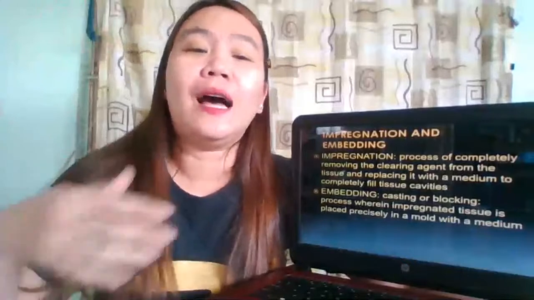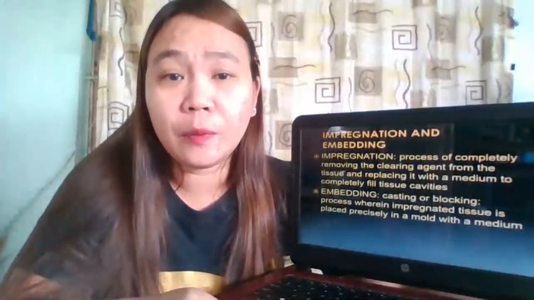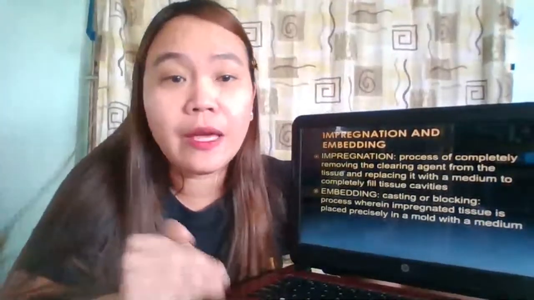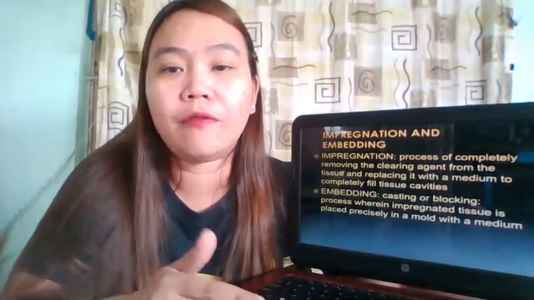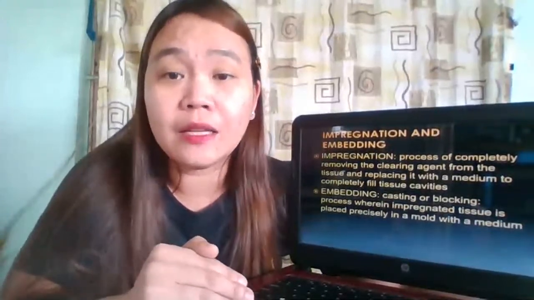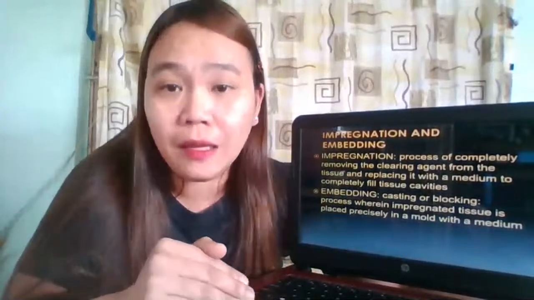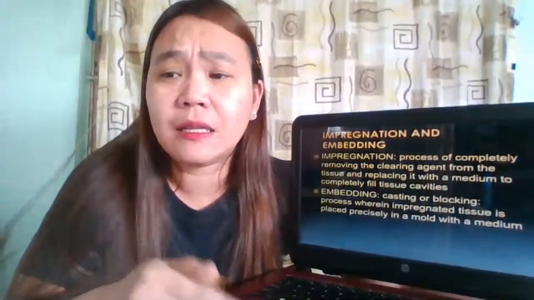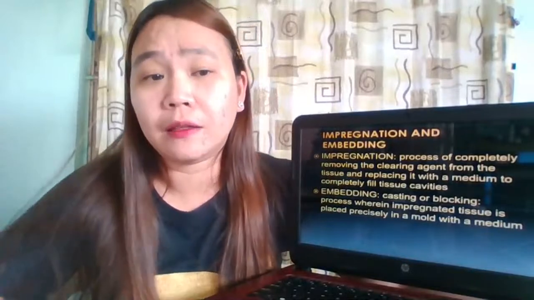Okay, anyway, first we have impregnation. Since we already defined it, what are the different purposes of impregnation based on the definition that we gave a while back? First, from the definition itself, you have to remove the clearing agent. You have to remove the clearing agent completely from your tissue sample. Otherwise, it will affect the consistency of the tissue sample later on.